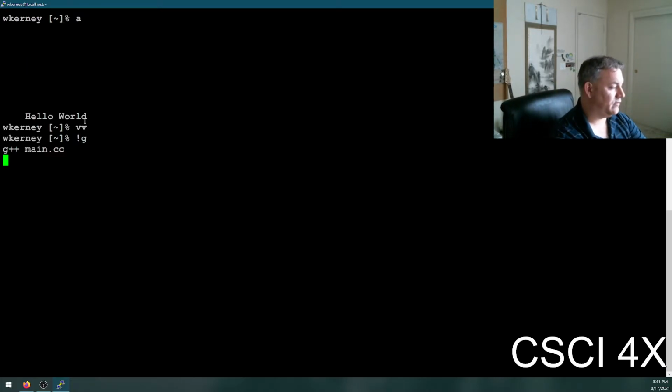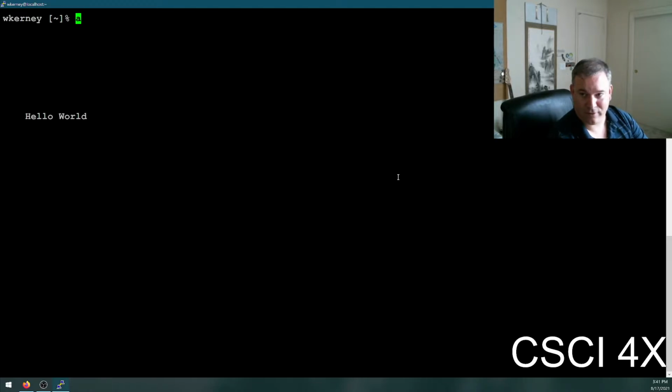If I run it, it prints hello world down here, then it moves the cursor back up here, and then it redraws the prompt. So you can draw things anywhere on the screen.